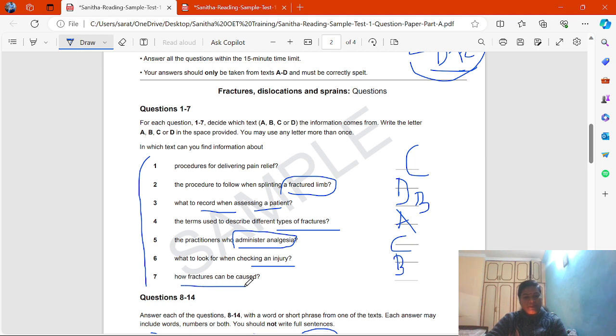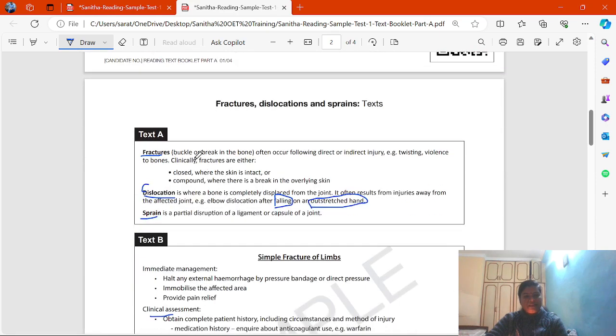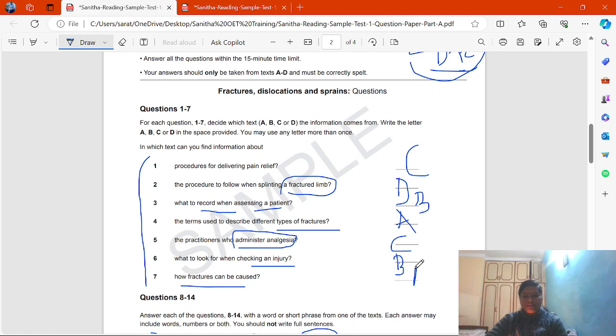How can fractures be caused? Buckle or breaking of the bone. How can fractures be caused? It is in A. So easily, within 12 or 13 minutes, we can complete Part A completely.